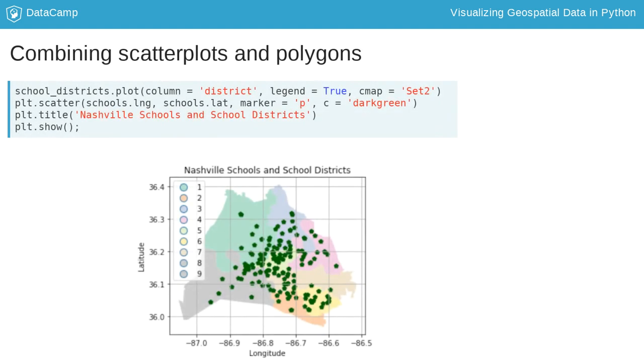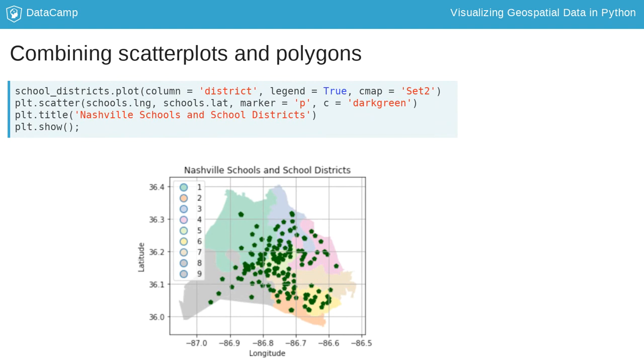First, plot the districts to create a map of polygons. Next, add a scatter plot to add points that show where the schools are. Adding the scatter plot after plotting the shapes enriches the plot and gives more insight into where schools are in regard to school districts.